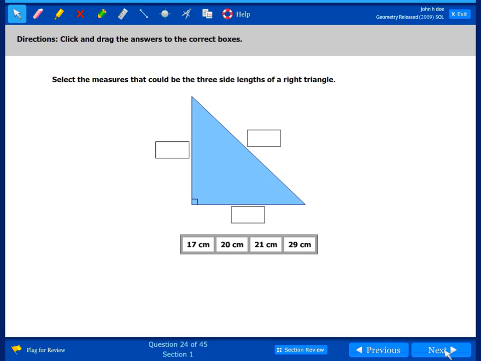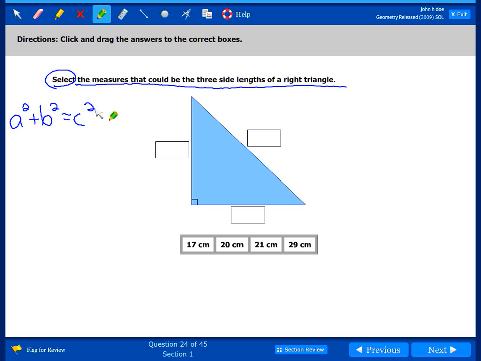This problem says select the measures that could be the three side lengths of a right triangle. So we have to use the Pythagorean theorem: a squared plus b squared equals c squared. So let's try some things out. Let's try 17 squared plus 20 squared.